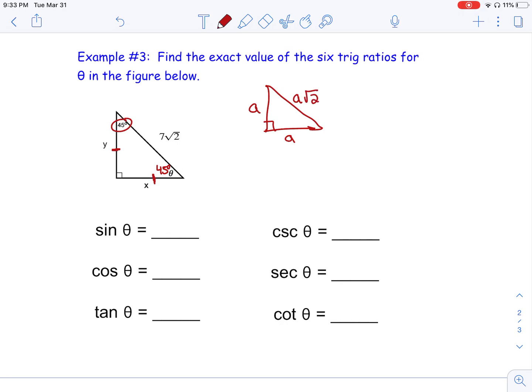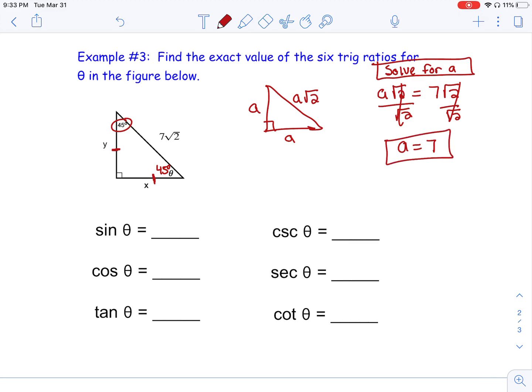So when I look at that, I know that A radical 2 is also equal to 7 radical 2. So I can solve for A. I want to solve for A here. So I can divide by radical 2, and I get A is equal to 7. So I know this side is 7, and this side is 7.